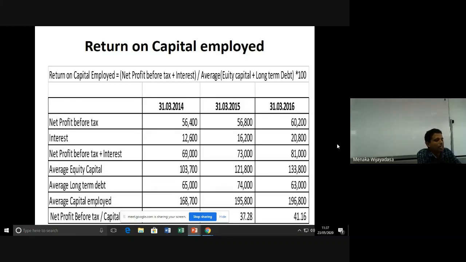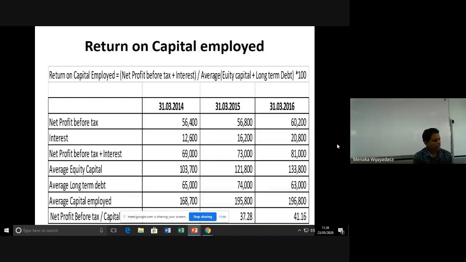Now, everything is given in the income statement. You can directly take the figures from the profit before tax and the interest from the income statement. Now, you can arrive at net profit before tax and interest of 69,000, 73,000, 81,000. Right. Now, in the previous ratio, you have already calculated the average equity. Therefore, you can easily take that figure: 103,700, 121,800, 133,800.